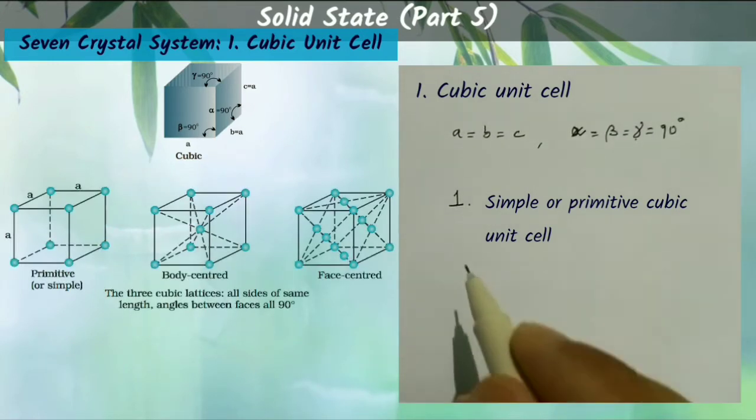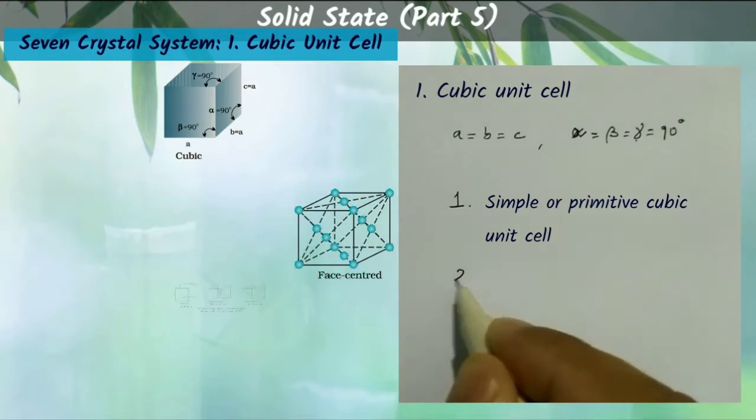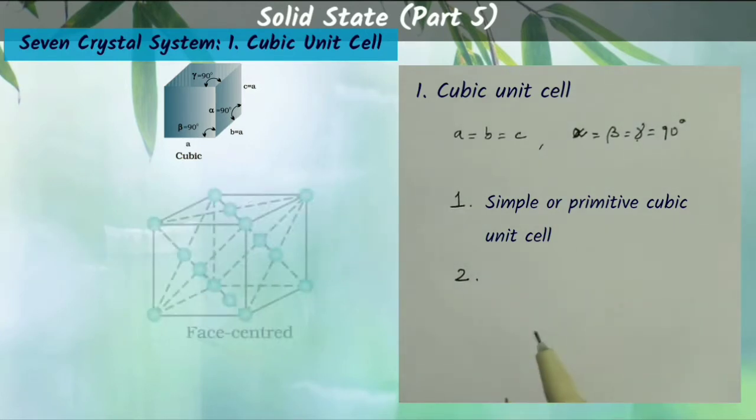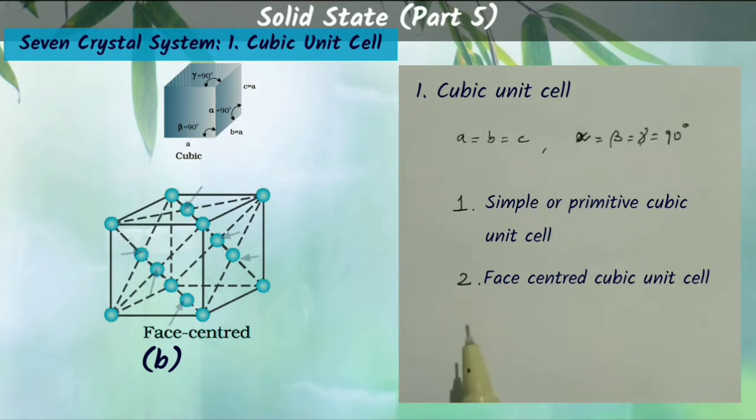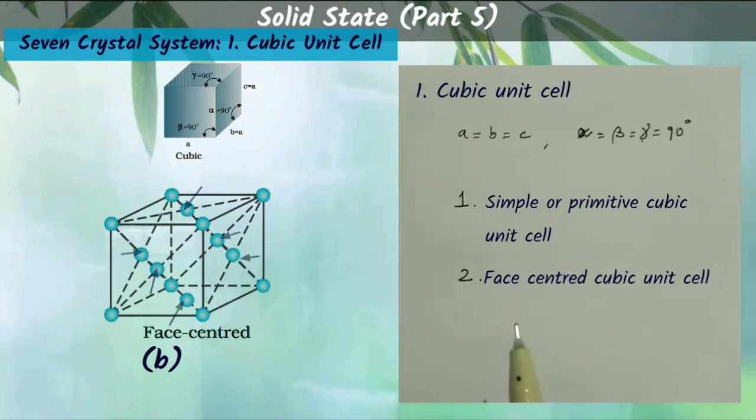The second Bravais lattice for the cubic unit cell is the face-centered cubic lattice, in which the corners of the unit cell are occupied by constituent particles. Additionally, at the center of each of the six faces there is one constituent particle, that is, a total of six additional constituent particles are present in such a Bravais lattice of cubic unit cells, as shown in figure B.